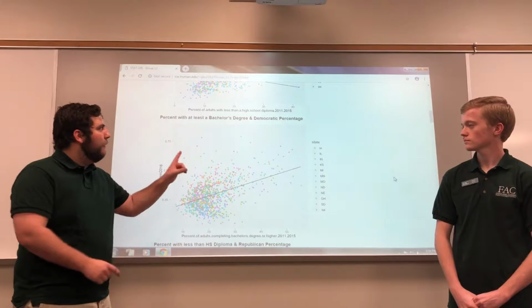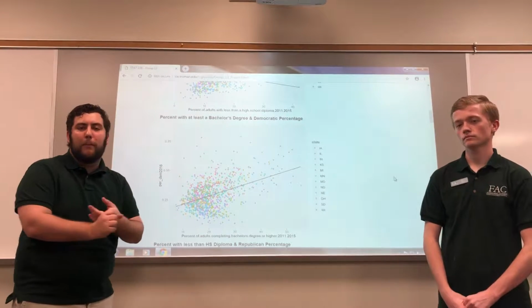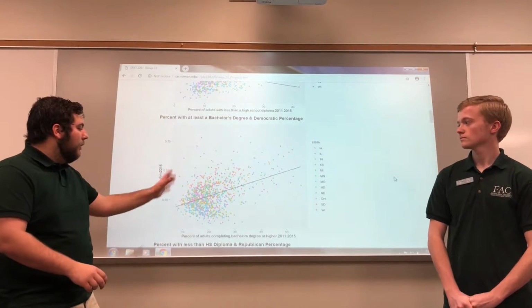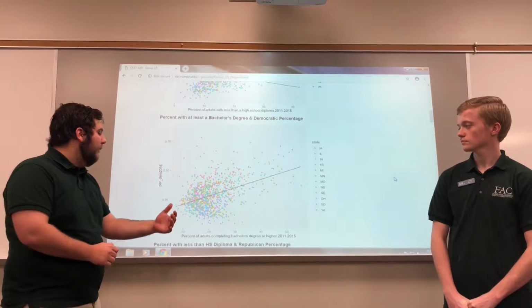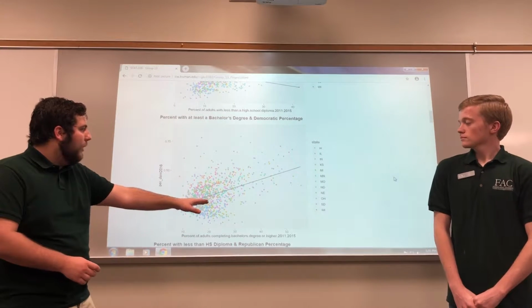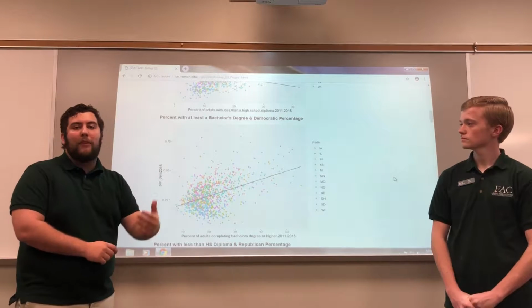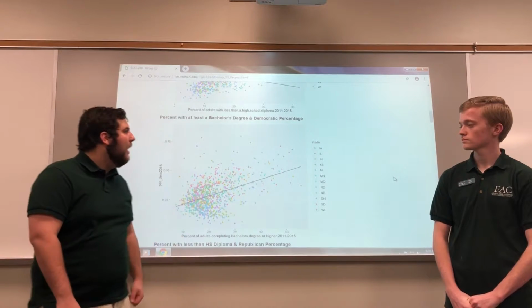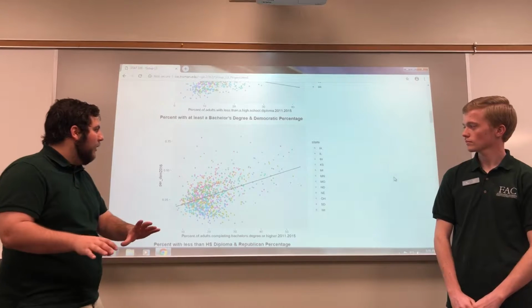This makes sense. That first trend showed us that when the percentage of people with less than a high school diploma increased, then the percentage of Democratic voters decreased. Now that we're talking about a bachelor's degree or higher, in other words, a higher education level, as you see, when you get farther right on the graph, in other words, having a higher percentage of adults with a bachelor's degree or higher, you now have a higher percentage of Democratic voters in those same counties. And if you look at the big mass of data, you can actually kind of draw that conclusion.